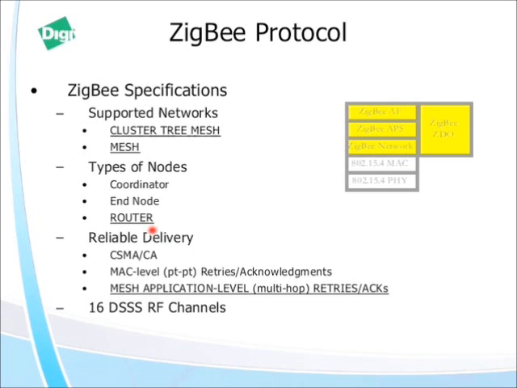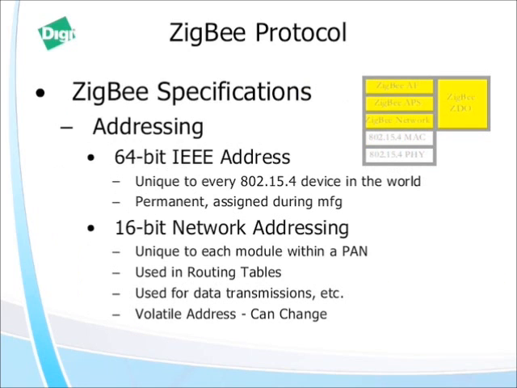It also adds another type of node. Whereas before we had the coordinator full function device or the end node reduced function device, we also have this new device class that's known as a router. That device is able to forward packets on behalf of other nodes in the network. It also has this other layer of reliability, which are these application layer acknowledgments, and I'll talk about how those actually work. It's the same deal, though. It's based on 802.15.4, so it has these 16 channels of direct sequence spread spectrum in which it can operate.